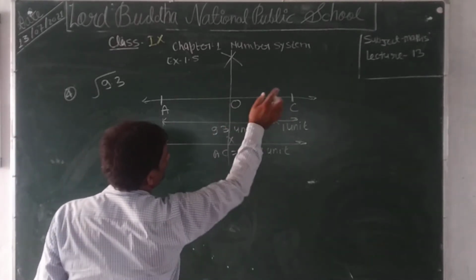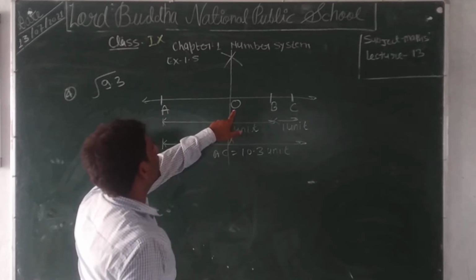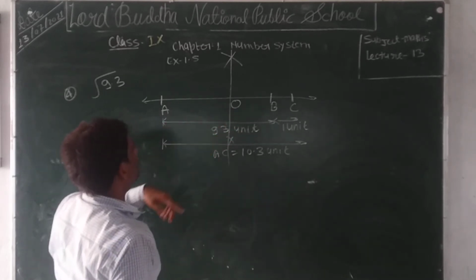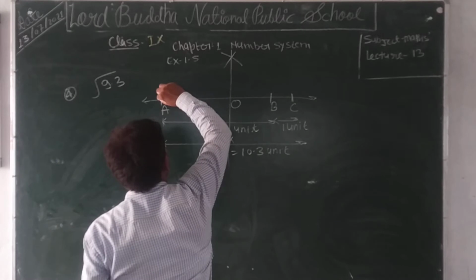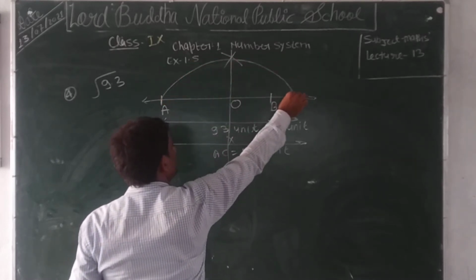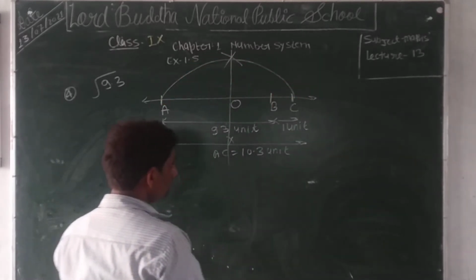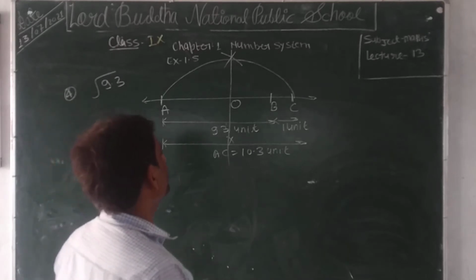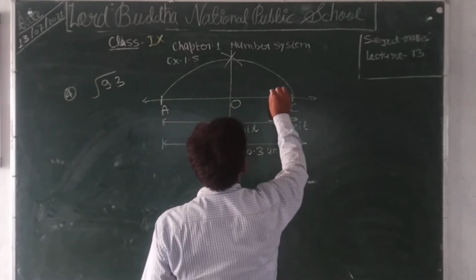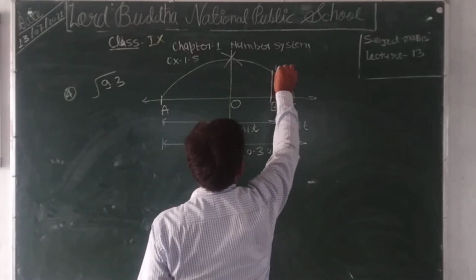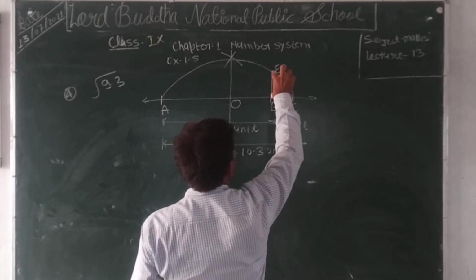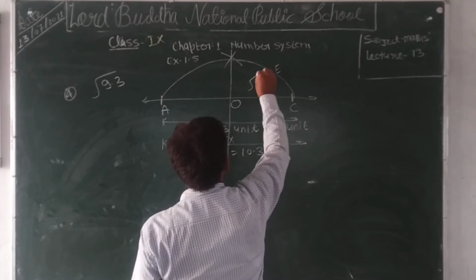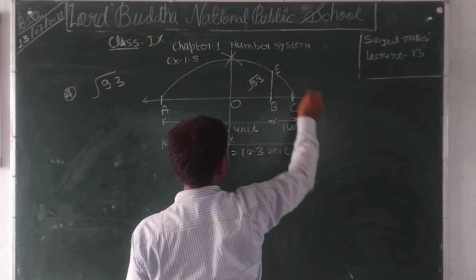Now, OA equal to OC. We take O as center and OA as radius and make a semicircle. Clear? Now we draw a perpendicular at point B which intersects the semicircle at point E. This length BE will be equal to root 9.3.